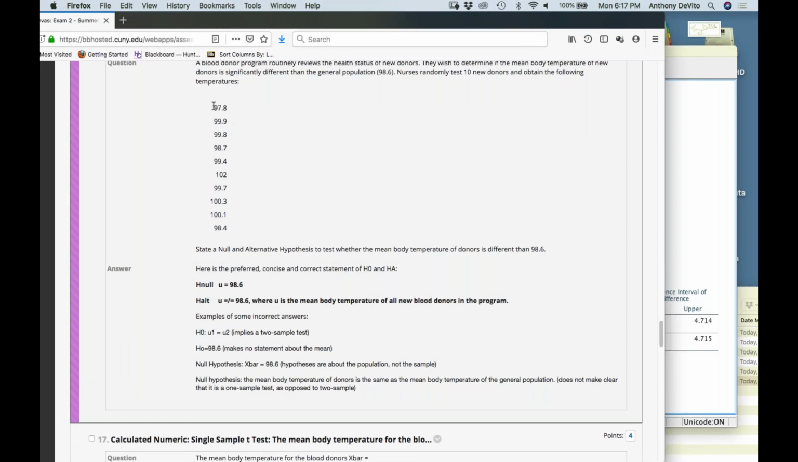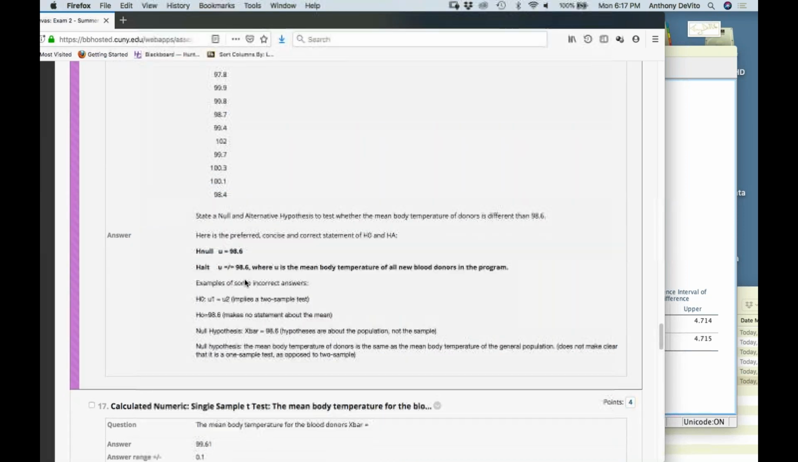In other words, we're comparing our sample mean for our sample population from our special population, the blood donors, to a known mean. So there's only one sample that we've collected here, only the donors, and we're comparing it to what we believe is the true mean for the general population, 98.6.